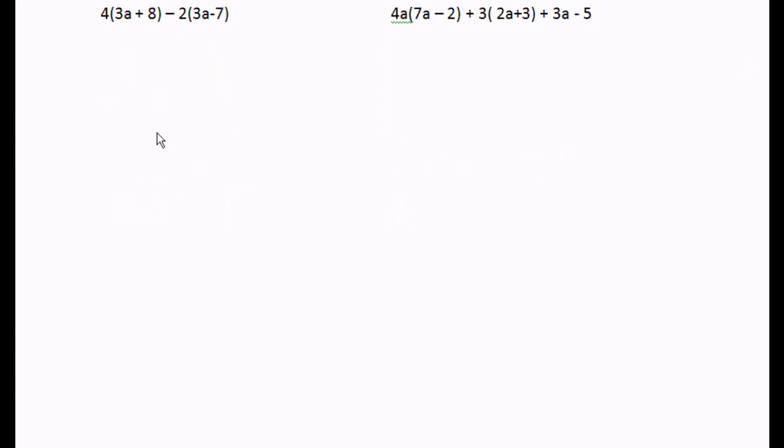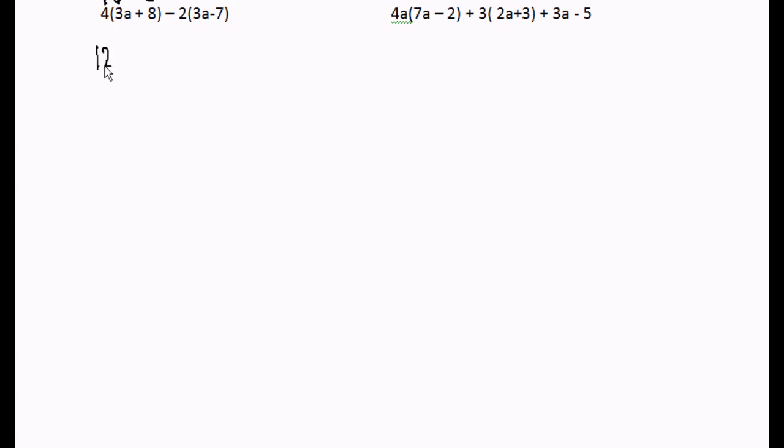Here, before I can add, I have to do something called distribute. Anytime you have a number outside of a parentheses, 4 next to a parentheses means 4 times the parentheses. What you have to do is take this 4 and multiply it times each term in the parentheses. So I'm going to take 4 and multiply it times 3a. Then I'm going to take the 4 and multiply it times the 8. This 4 is outside this parentheses, so I have to take the 4 and multiply it times 3a.